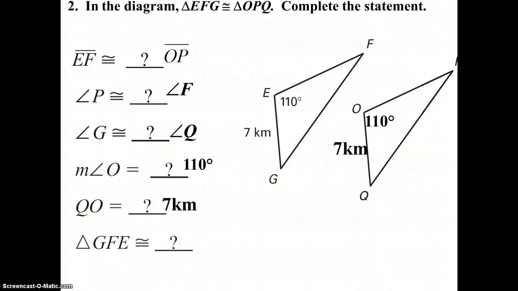And, ooh, they put it in a different order. Can we do that? Can we name it in a different order? So if I call it triangle GFE, how did my congruent statement change? How did the order of the letters change? Because the order matters. And you should have had triangle QPO.